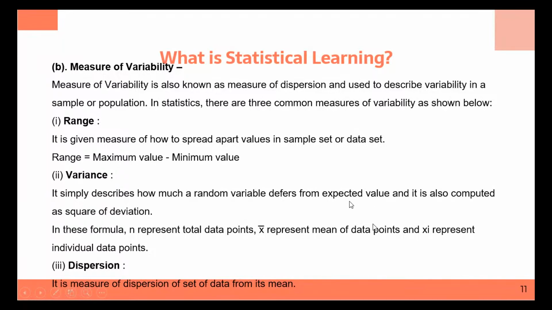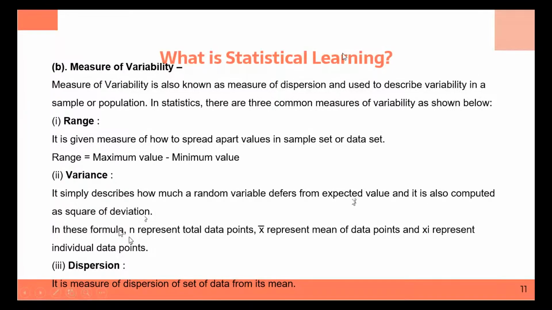So I hope you understand this. Expected value means you know the value. Random value means you don't know the value, some value that I don't know. So variance describes how much a random variable differs, that is, the difference from the expected value to a randomly generated value. For example, the randomly generated value is 10, but actually I should get 8. So the difference is 2. It is just predicting the value, how nearby it is coming, and it is computed as a square of deviation at the end.